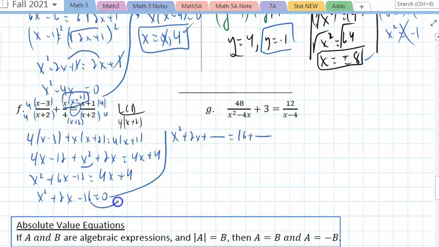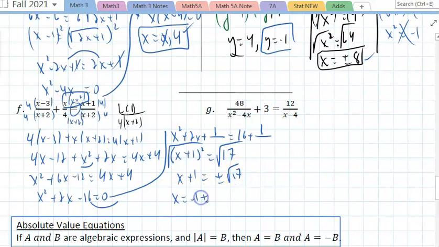So I move the 16 over, take half of the middle number, which is 1, and square it. Of course, you're welcome to use the quadratic formula, but at least here I don't have to clean the radical. It's already clean. That almost always happens, most of the time. So x will equal negative 1 plus or minus the square root of 17.